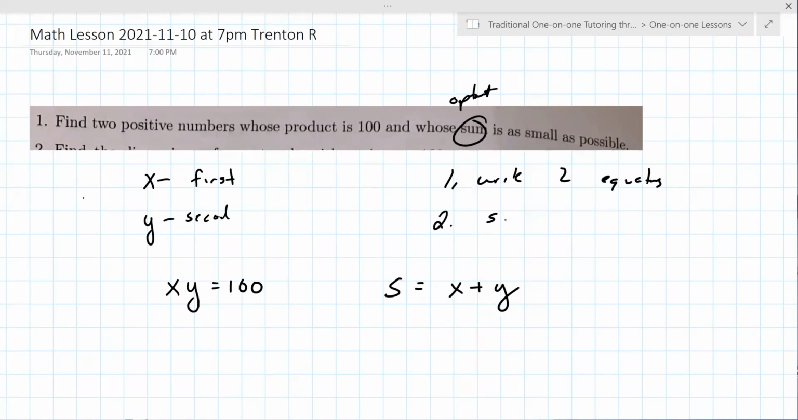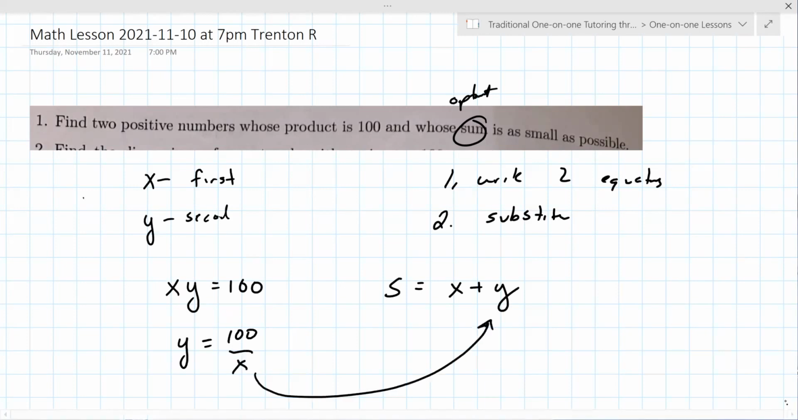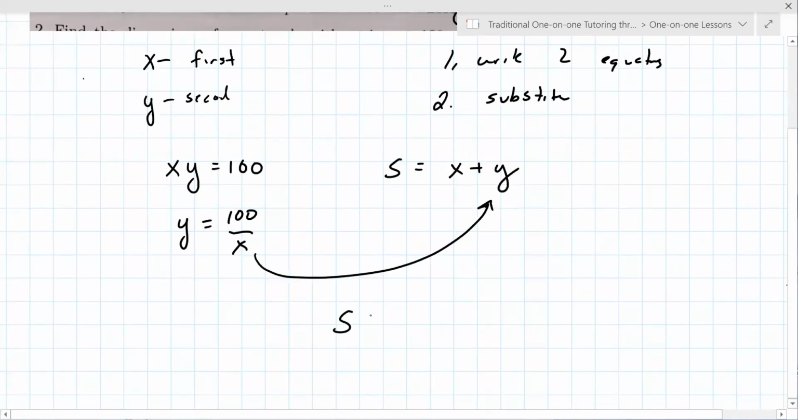The second thing you do is you almost always substitute. So we're going to solve this one for y, and then you substitute that over here in for y. So your sum is now x plus 100 over x. And then the third thing you do is take a derivative. So you write two equations, you substitute one equation into the other, then you take a derivative.